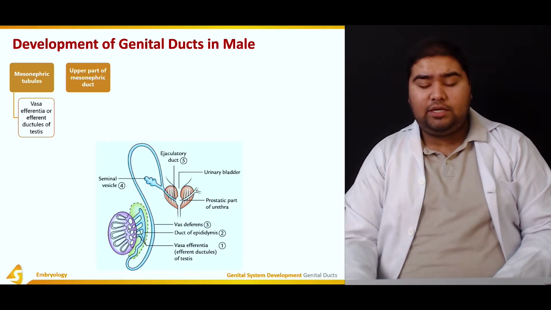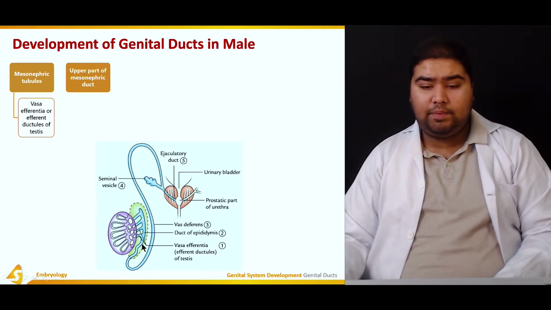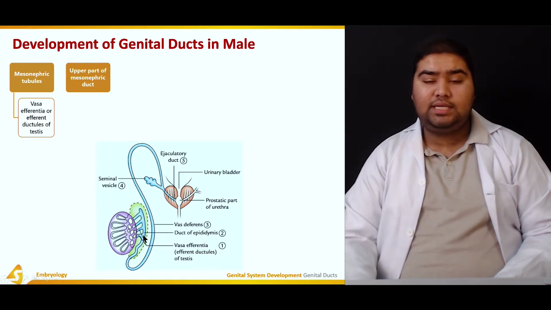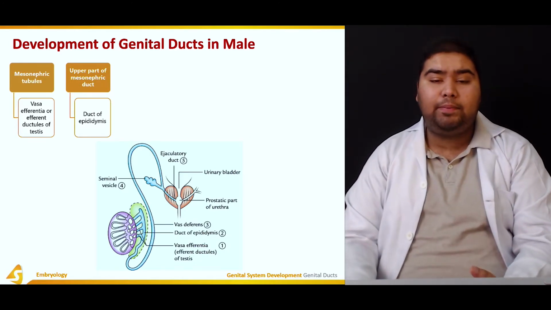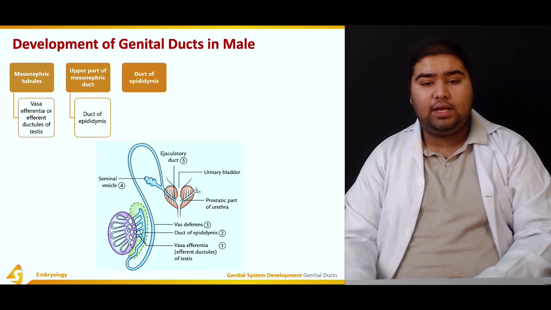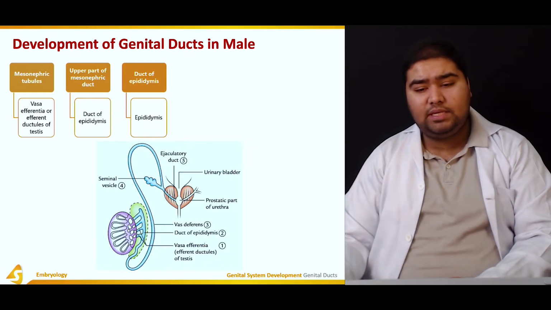So now the upper part of the mesonephric duct, this here, forms the duct of the epididymis. So duct of the epididymis is formed by the upper part of the mesonephric duct. So duct of the epididymis is followed by the epididymis in itself.